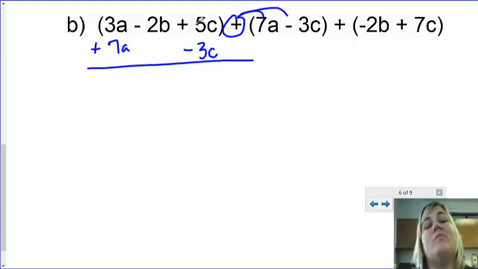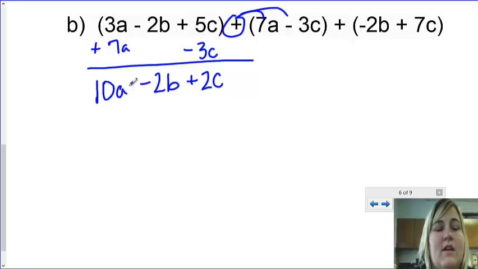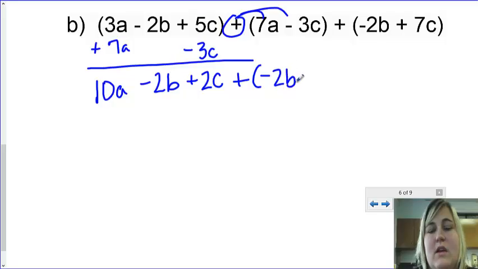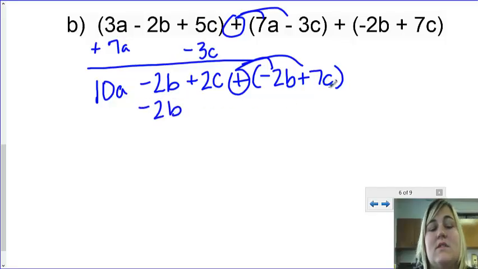So I have 5c minus 3c is going to be a positive 2c minus 2b. And then 3a plus 7a gives me 10a. And I still have to add that last polynomial, which is negative 2b plus 7c. So take that positive and take it to both. I have a negative 2b, which I'm going to stack under this negative 2b, and a positive 7c, which I will stack under this 2c.